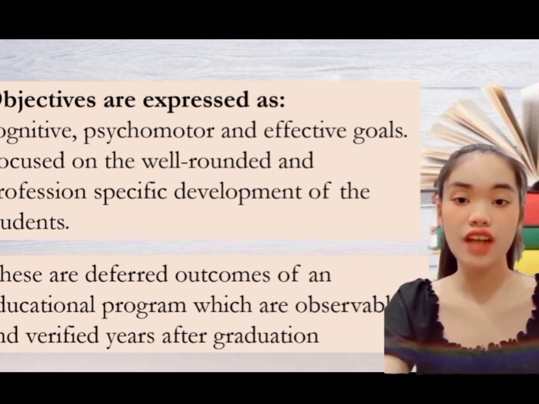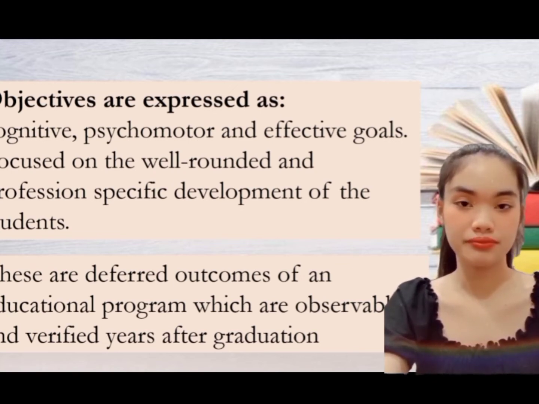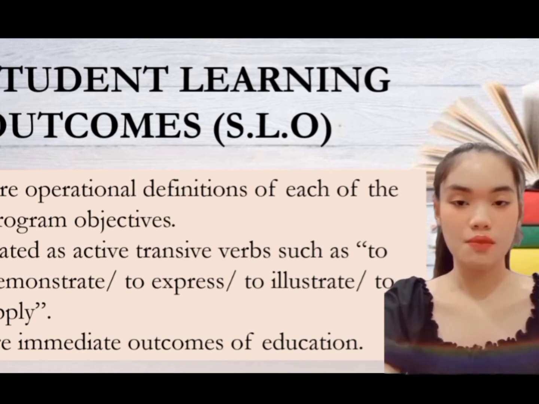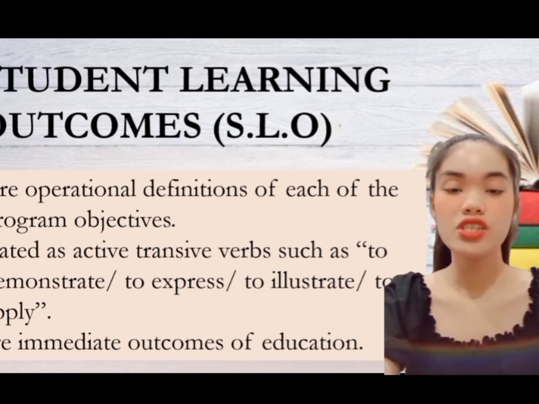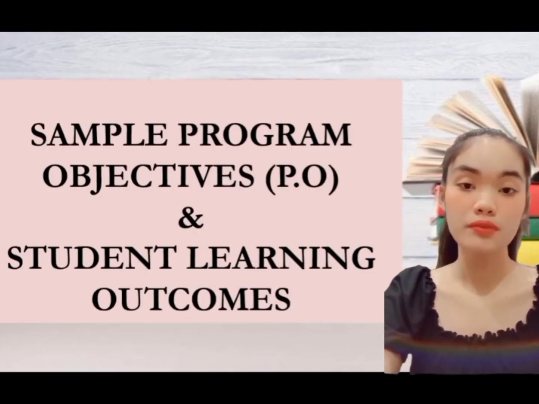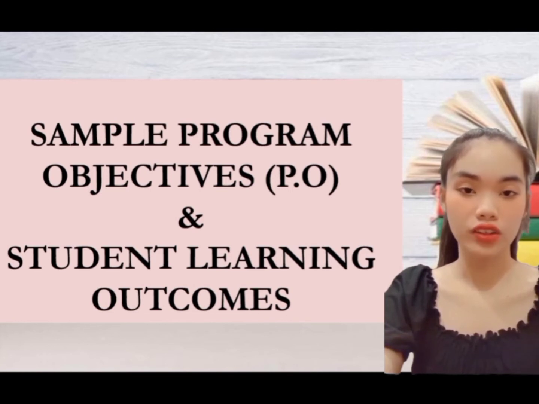These are different outcomes of education programs which are observable and verified years after graduation. Student learning outcomes are the operational definition of each of the program objectives, stated as active transitive verbs such as to demonstrate, to express, to illustrate, and to apply, and are immediate outcomes of education. Sample program objectives and student learning outcomes.